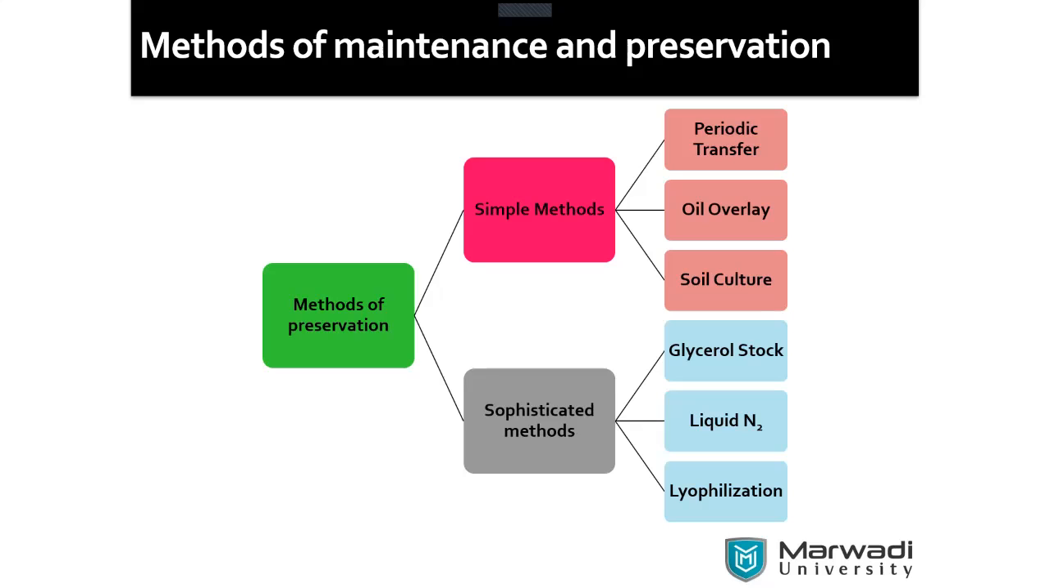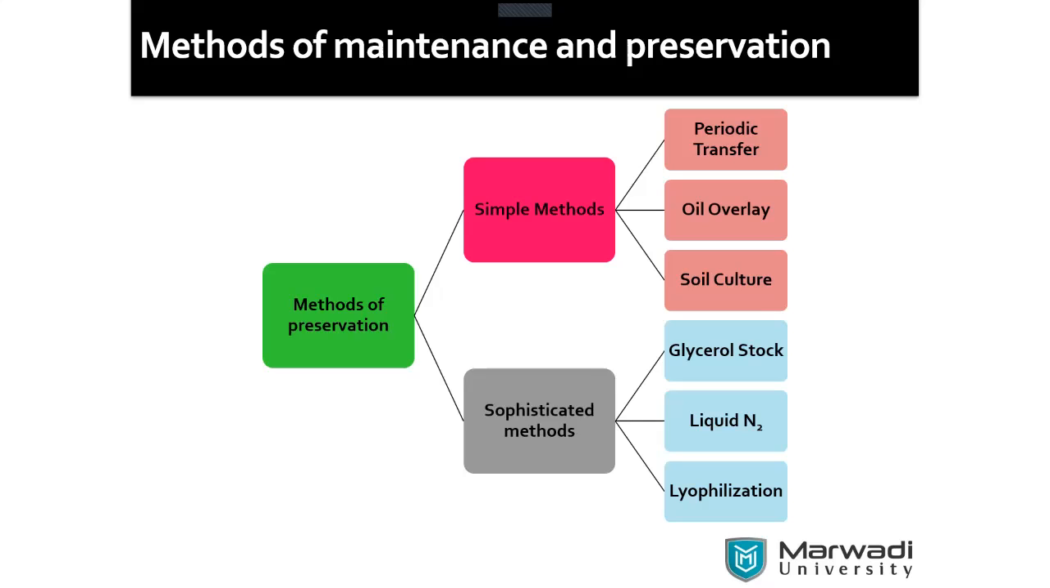So what do we have to do? We transfer them to the refrigerator. These are some basic techniques. Other methods we are going to learn include oil overlay. Whenever the medium is there, you can prepare the slant. After the slant is prepared, you inoculate by streaking this slant.